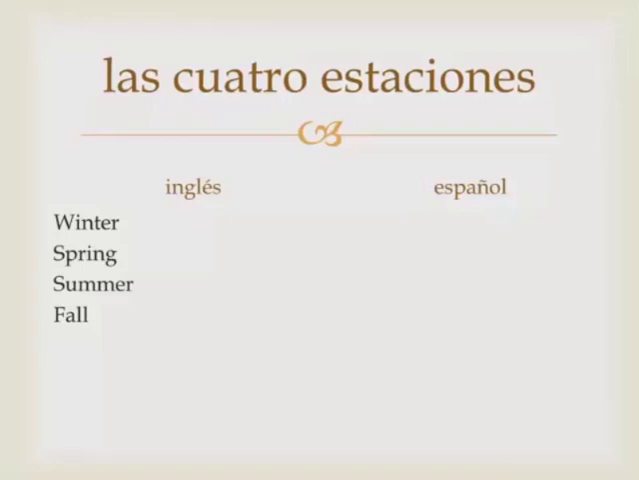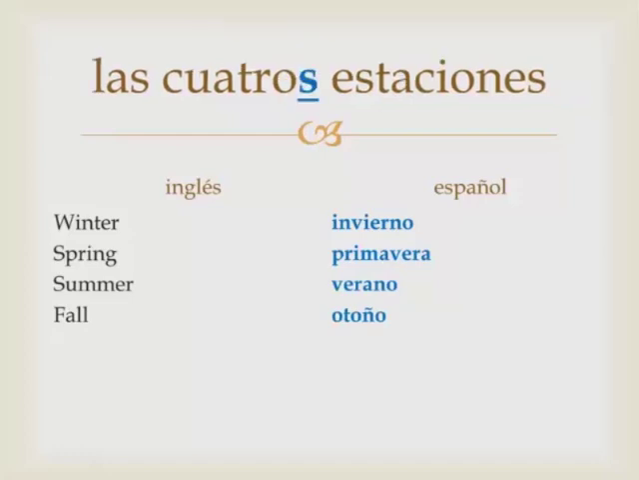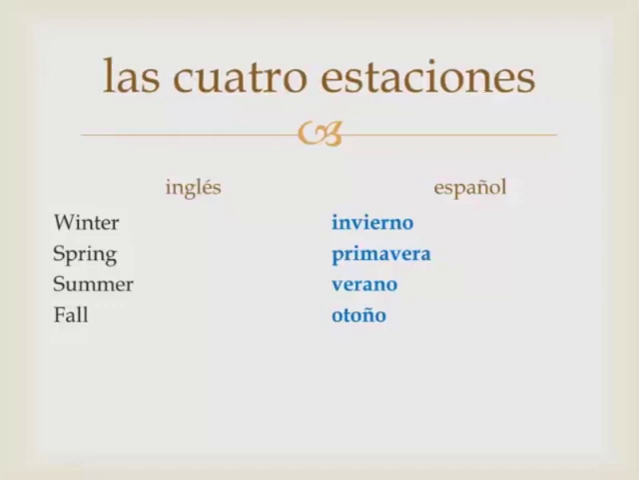A couple things I want to point out here. I'll throw at you las cuatro estaciones, the four seasons. Winter, invierno. Spring, primavera. Summer's verano. And fall is otoño, like autumn. I want to point out something to you on the top of the slide. Las cuatro estaciones. Notice that it's not las cuatros estaciones. The number is not going to be made plural. It's just simply las cuatro estaciones.